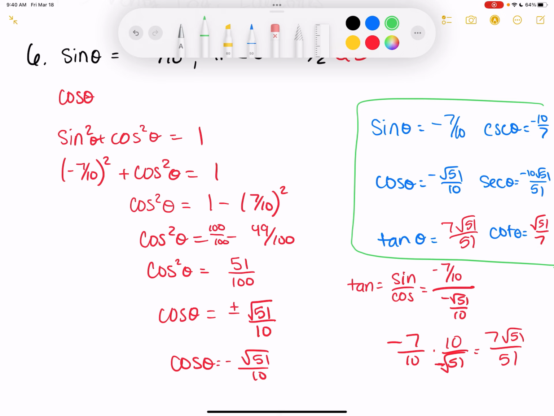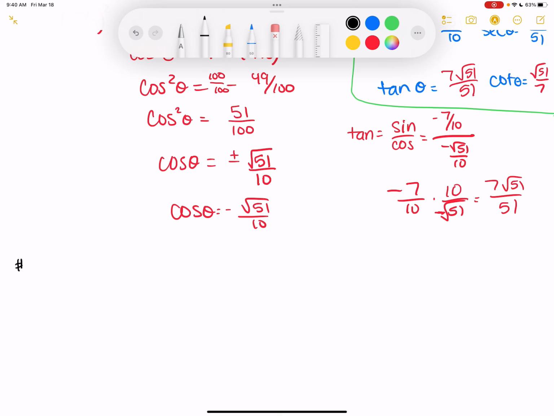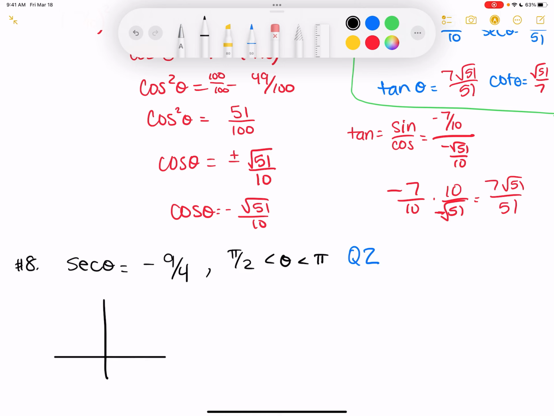All right, let's do number 8. So 8 is the secant of theta is equal to negative 9 over 4, and it's pi over 2 less than theta less than pi. So where does this one occur then? Quadrant 2. Okay, now some things to think about. I want to draw this. I know it has to be in quadrant 2, so I know that it's got to fall somewhere over here.